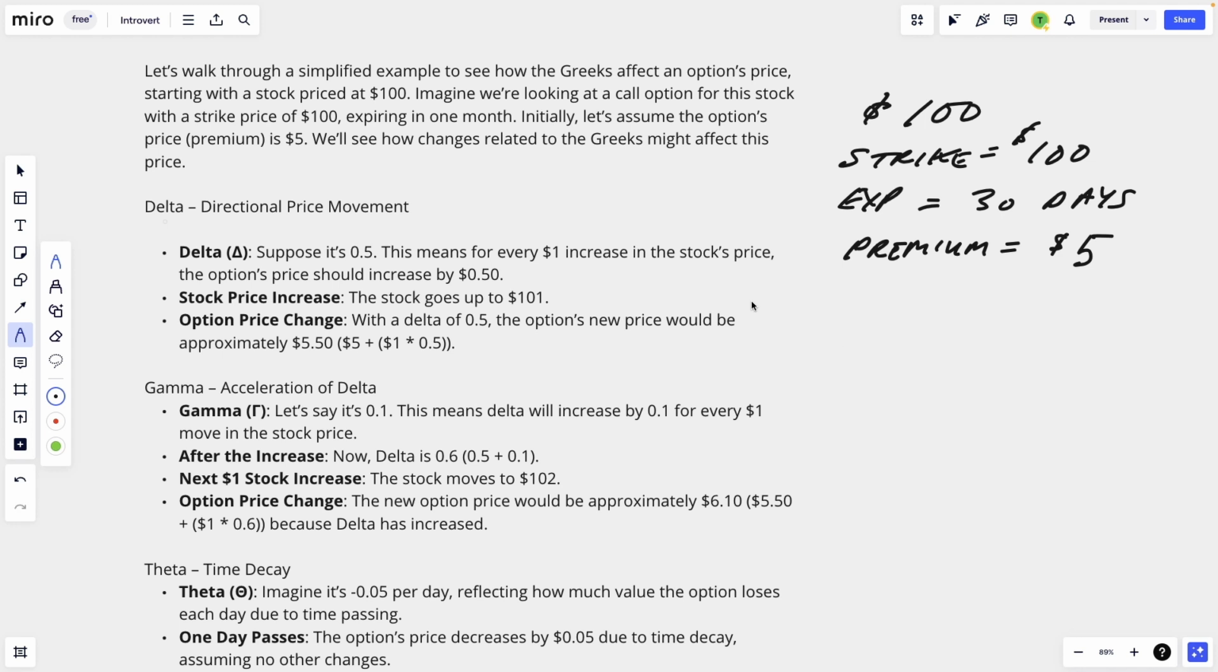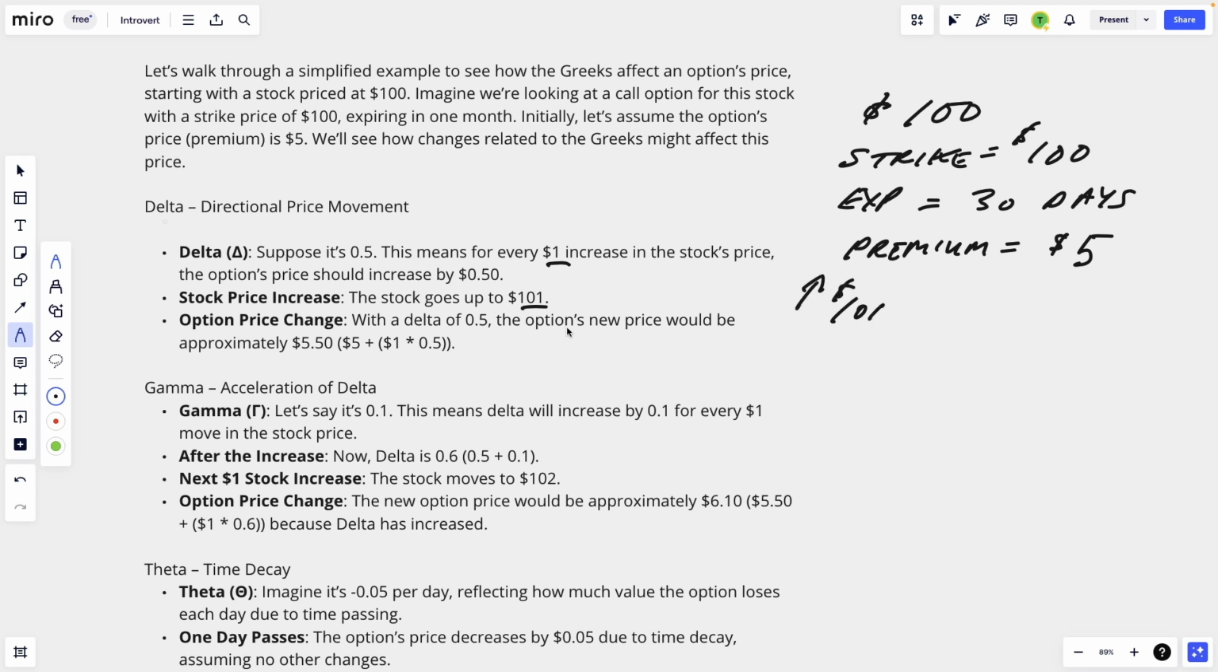So let's run through these Greeks here and we'll start with delta. Let's suppose that the delta for this option is 0.5. So again, what that means is that for every $1 increase in the stock price, the option price is going to move up by 50 cents. So let's pretend that the stock price now goes up to $101. So the stock price has risen to $101.